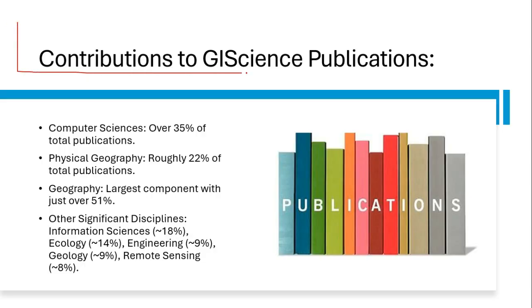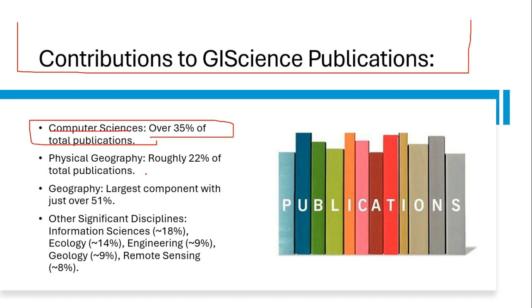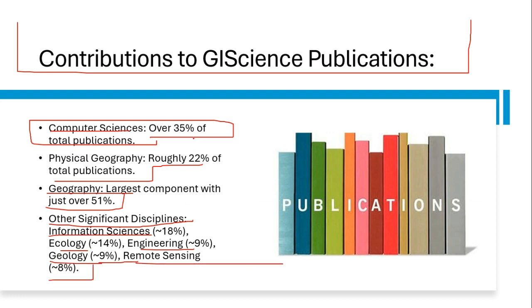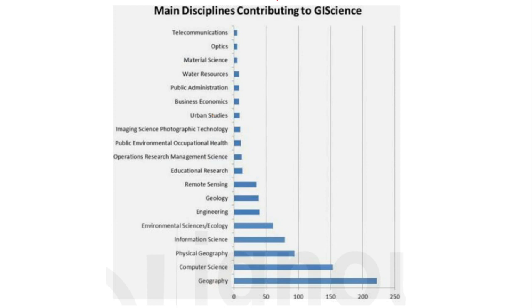Geoinformatics has already contributed to many publications. In the field of computer science, 35% of total publications are related to geoinformatics. In physical geography, roughly 22% of total publications are related to geoinformatics. Geography has the largest component with just over 51%. Other disciplines have also published research in the field of geoinformatics, like information science, ecology, engineering, geology, remote sensing. We can see that there are already many publications in the different disciplines where geoinformatics applications are used. Here is a graph showing which discipline contributed what percentage in the GIS discipline.